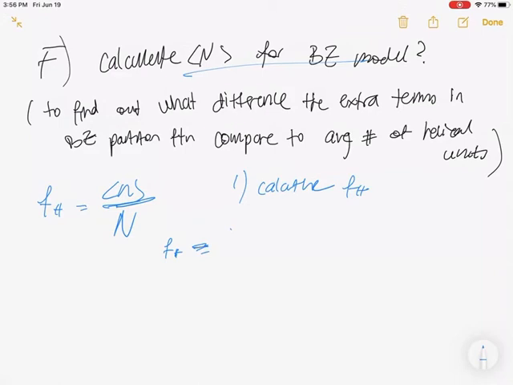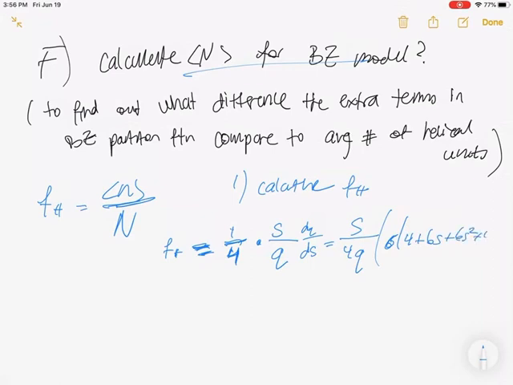f of h is equal to 1 over 4, that's why it's tetrameric, n equals 4, times s over q, the partition function for the Bragg-Zimm model. And you take the differential of that, which is basically s over 4q multiplied by sigma times 4 plus 6s plus 6s squared plus 4s cubed plus sigma squared times 6s plus 6s squared. This is all in a bracket. And once you solve that, q here is equal to 3.59 because that's the Bragg-Zimm model.